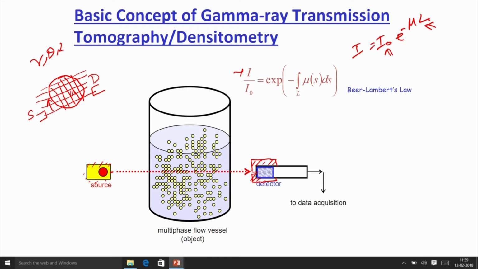and if you solve this Beer-Lambert's equation, you get the mu value. Okay. And now this mu, whatever you are getting, is the line integral value. It means it is a function of this line, whatever the attenuation coefficient is taking place within the line, and from there you can calculate the line average volume fraction data.